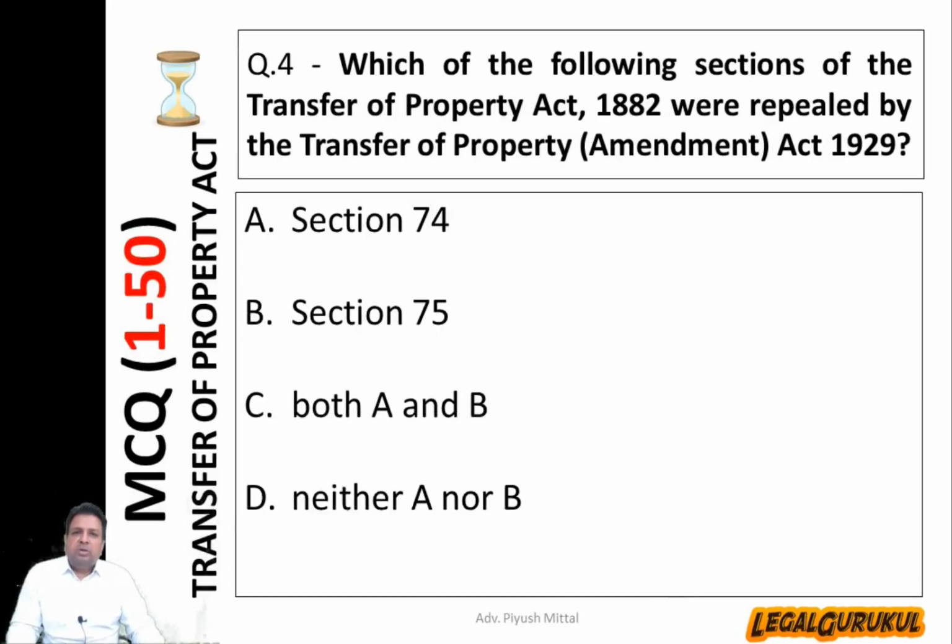Question number 4. Which of the following sections of the Transfer of Property Act 1882 were repealed by the Transfer of Property Amendment Act 1929? Option A, section 74. B, section 75. C, both A and B. D, neither A nor B. And the correct answer is option C, both A and B.